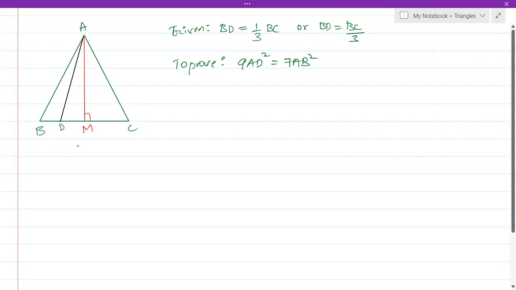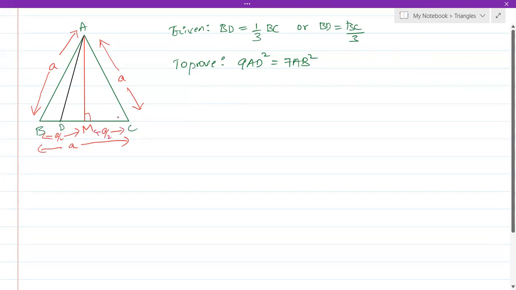Now since it is an equilateral triangle, all the sides are equal, right? So let me take the side value as A. Similarly, all the sides are of length A. This is also A, isn't it? Now, in the equilateral triangle, the altitude, that is AM, will also act as median, meaning M will be midpoint. Even in the last video, we have discussed about this.